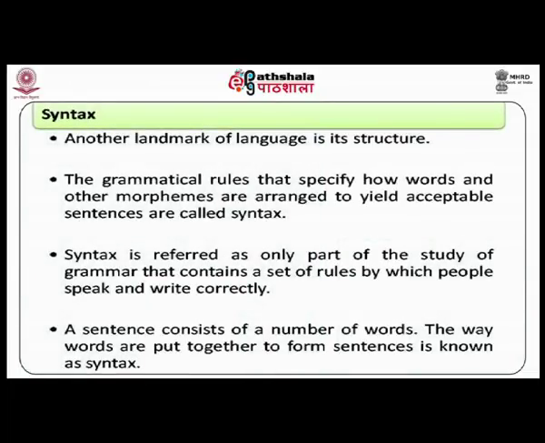Syntax is another landmark of language and its structure. The grammatical rules that specify how words and other morphemes are arranged to yield acceptable sentences are called syntax. Syntax is referred to as only part of the study of grammar that contains a set of rules by which people speak and write correctly. A sentence consists of a number of words. The way words are put together to form sentences is known as syntax.